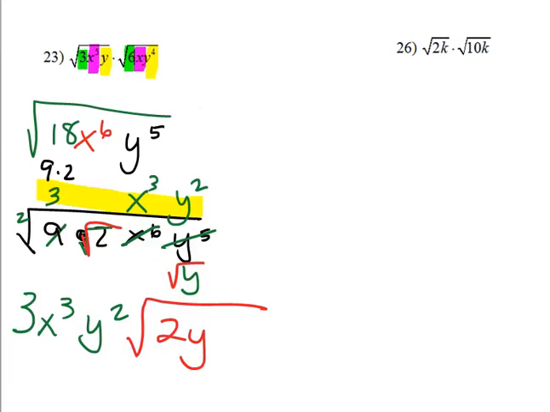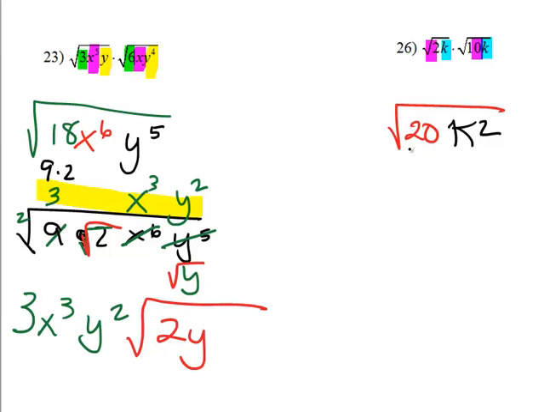Let's take a look at this one. Here I have 2k times the square root of 2k times the square root of 10k. I'm going to handle my coefficients first. So 2 times 10 is 20. And I'm going to do my variables next. And I just have one in each case, k and k. So k times k would be k squared.